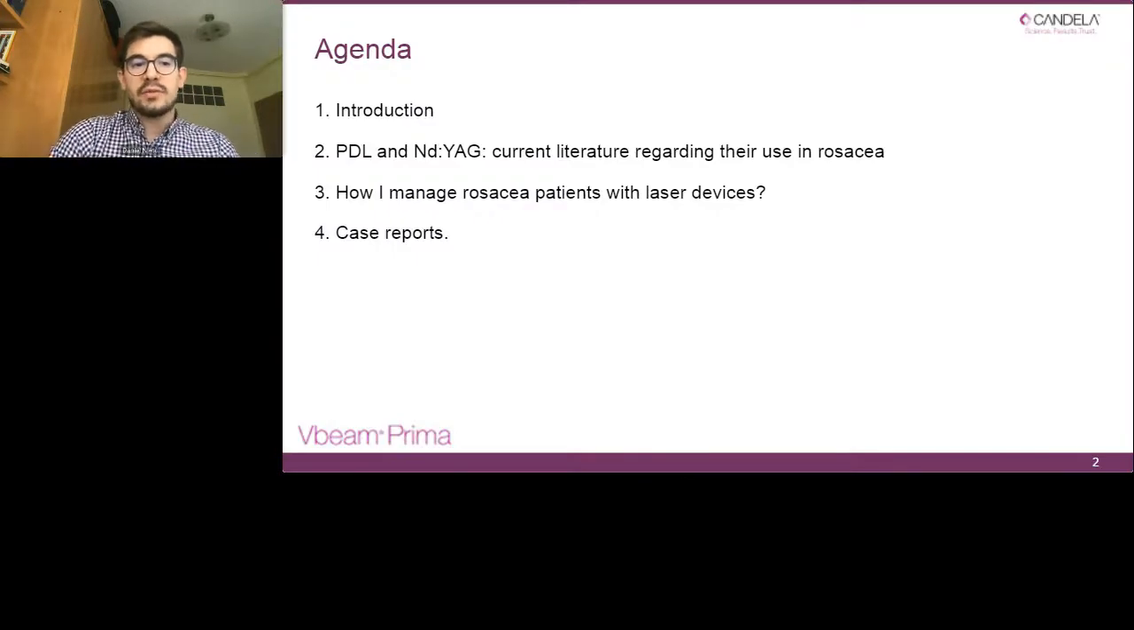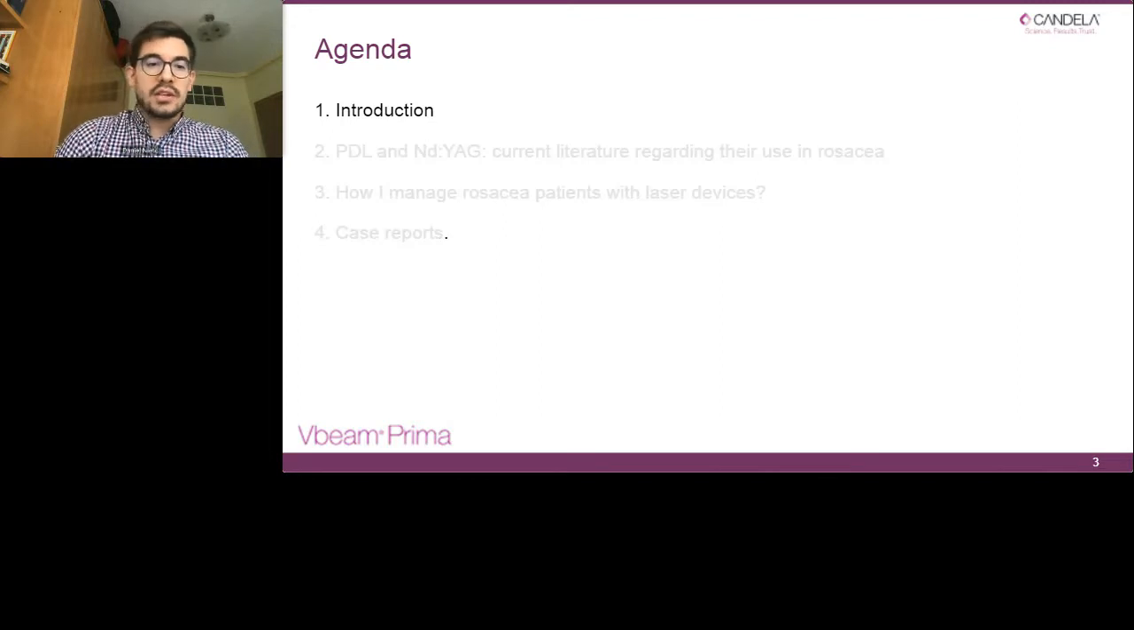I'm going to make a brief introduction about some general characteristics of rosacea. Afterwards, I'm going to review the most current literature regarding the use of both PDL and YAG to treat rosacea. Based on this current literature, I'm also going to review which parameters, and the things that I do in my clinic to treat these patients, and case reports to round it all off.